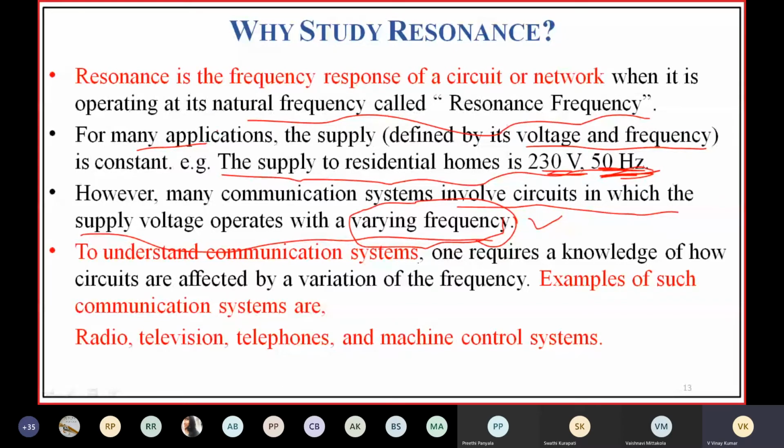To understand communication systems, one requires a knowledge of how circuits are affected by variation of frequency. Examples of such communication systems are radio, where you are changing frequency, television, where you also are changing frequency, telephones and machine control systems. In all these systems you will change frequency.